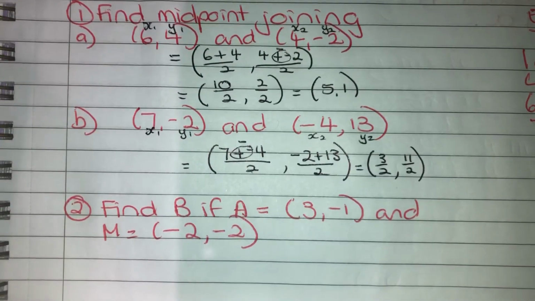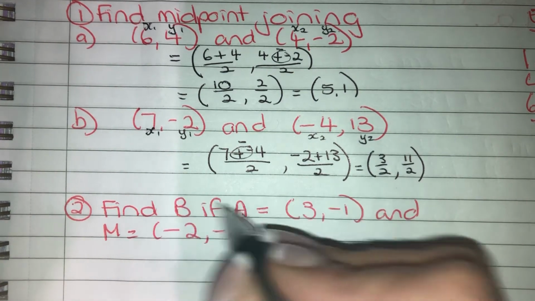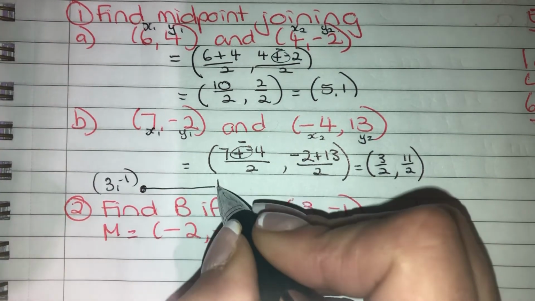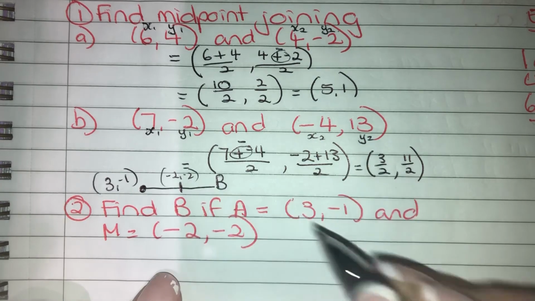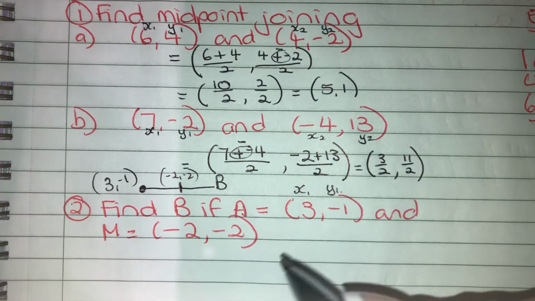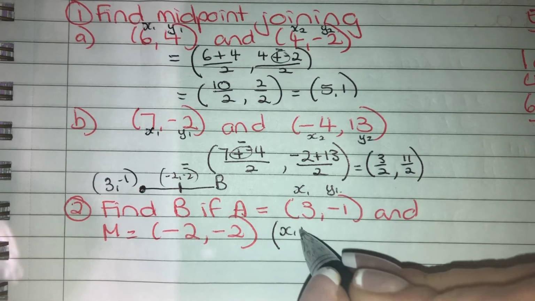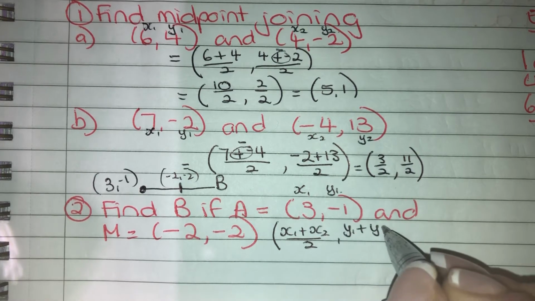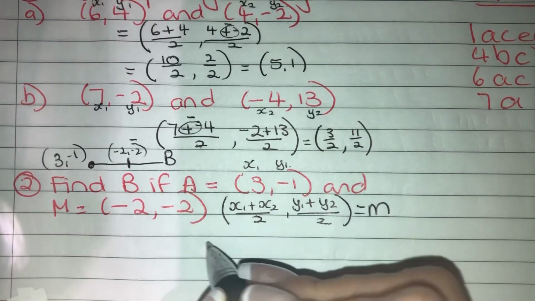All right, so one more thing you might do with these is, this time it says find B, so it's finding the other end. So you might have 3, negative 1, and you don't know what this is, but you are given the midpoint this time. So you've got x1 and y1, and you've got the midpoint, but you don't have B. So if we have the formula x1 plus x2 divided by 2, y1 plus y2 divided by 2 equals the midpoint, let's see if we can use algebra to work it out.